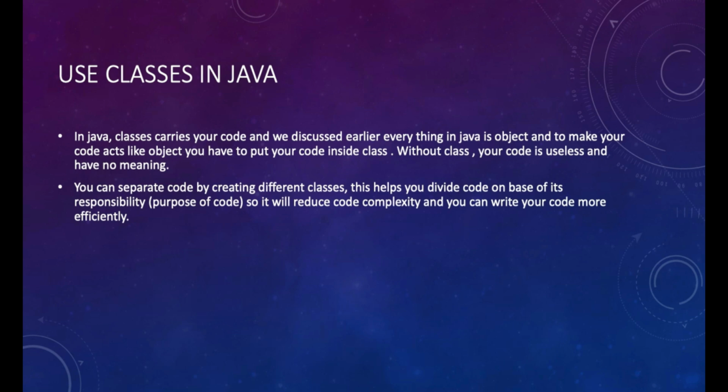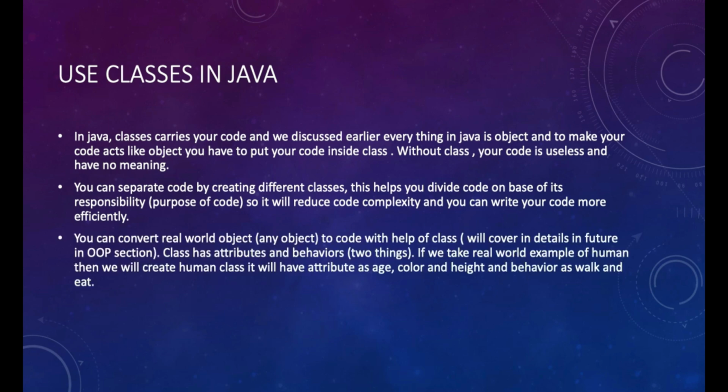You can separate your code by creating different classes. This helps you divide your code on the basis of its responsibility, the purpose of the code, and it reduces code complexity. You can write your code more effectively, more efficiently. You can convert a real world object to code with the help of a class. This topic will be covered in detail in future in the object oriented programming section. So don't worry.